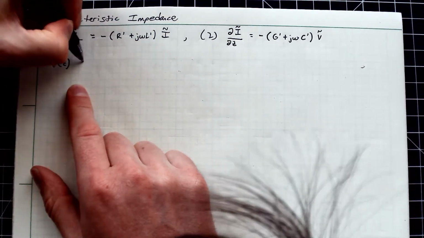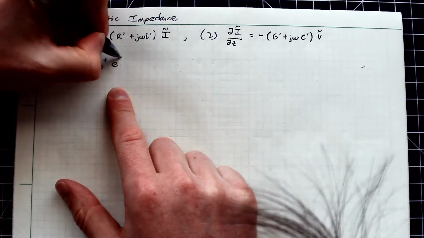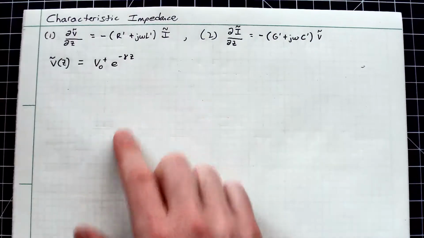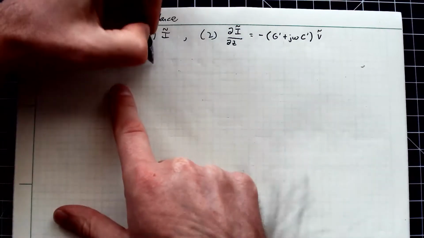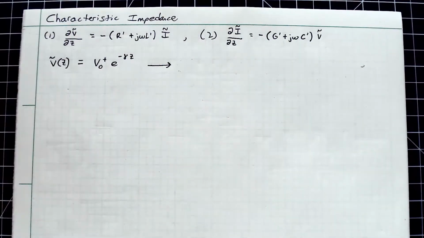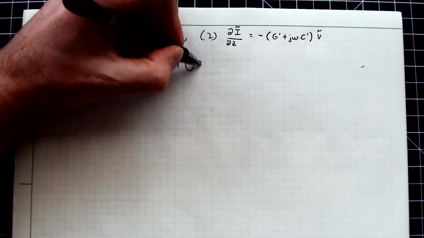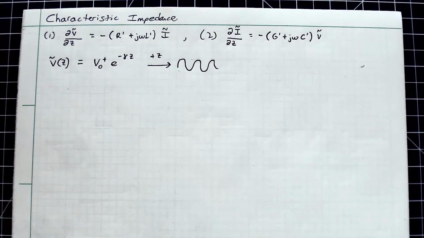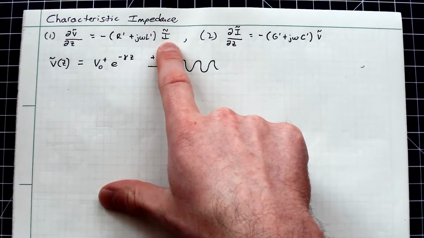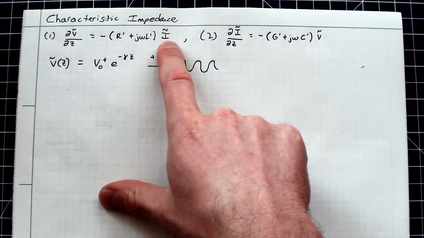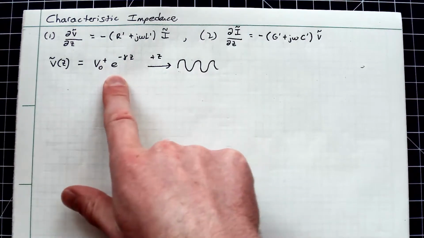So V of z is equal to V naught plus e to the minus gamma z. Remember, this represents a wave propagating down a transmission line in the positive z direction. So positive z like that, just some voltage wave like so. Now remember, if I am given a voltage wave, I am not necessarily free to choose some arbitrary current. There is one and only one current that can go with this particular voltage here.